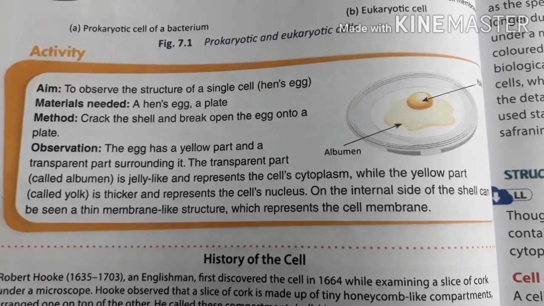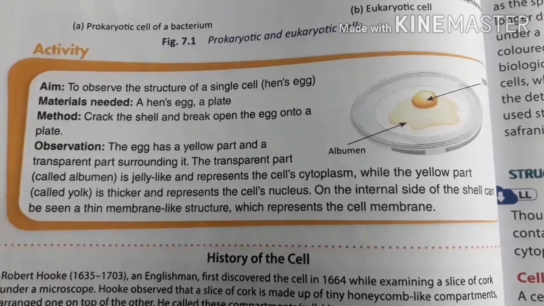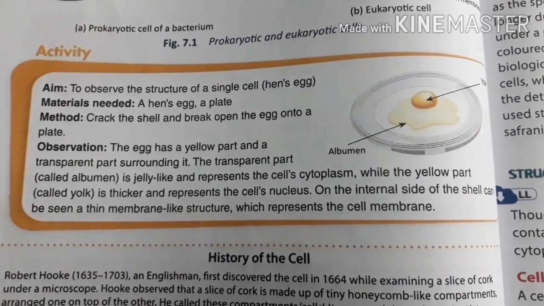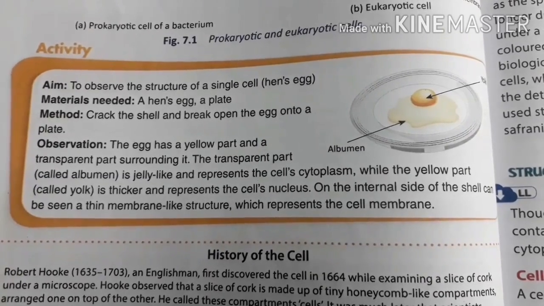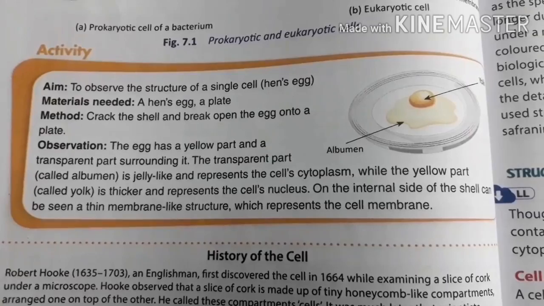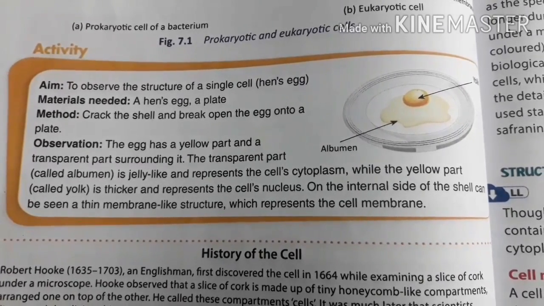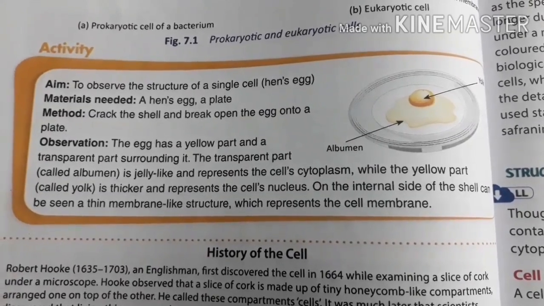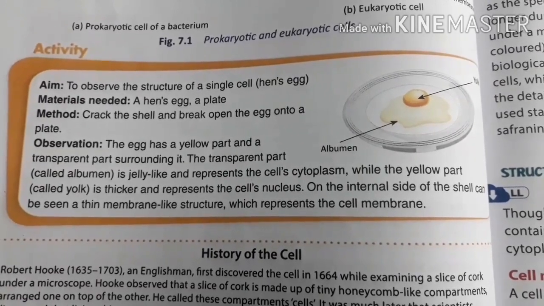Now look at this activity: to observe the structure of a single cell, a hen's egg. So what do we need? A hen's egg and a plate. Crack the shell and break the egg onto a plate. The egg has a yellow part and a transparent part surrounding it. The transparent part, called albumin, is jelly-like and represents the cell cytoplasm, while the yellow part, the yolk, is thicker and represents the cell nucleus. So think of the white part as cytoplasm and the yellow part as the nucleus.